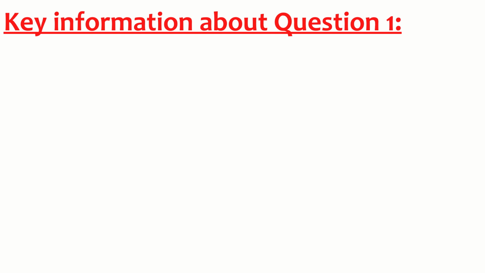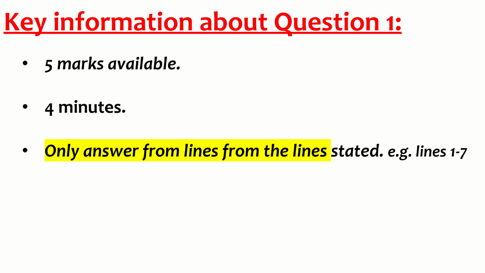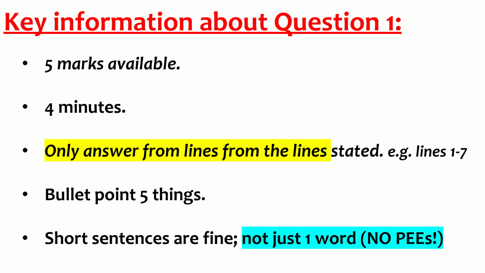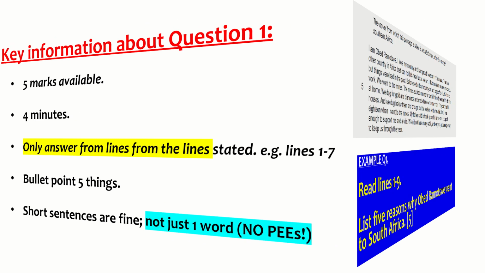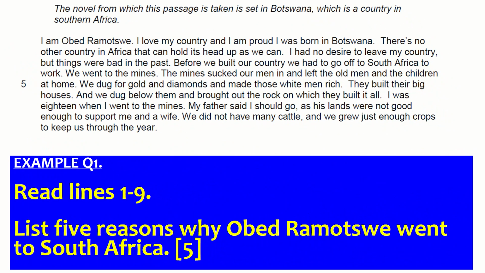Okay, so question 1 is the simple question really. It's 5 marks, 4 or 5 minutes, and it's a bullet point question. Try to write a little sentence, don't just put 1 word. So for example, you'd get a question like this and it says, 9 lines. You read the extract and it said, read lines 1 to 9, list 5 things, 5 reasons why Obed went to South Africa. And if you read the text, there's probably 5 or 6 or 7 things that you can write down. So for example, he left because things were bad in the past. He left for work. He left because his father said he should go, and so on.